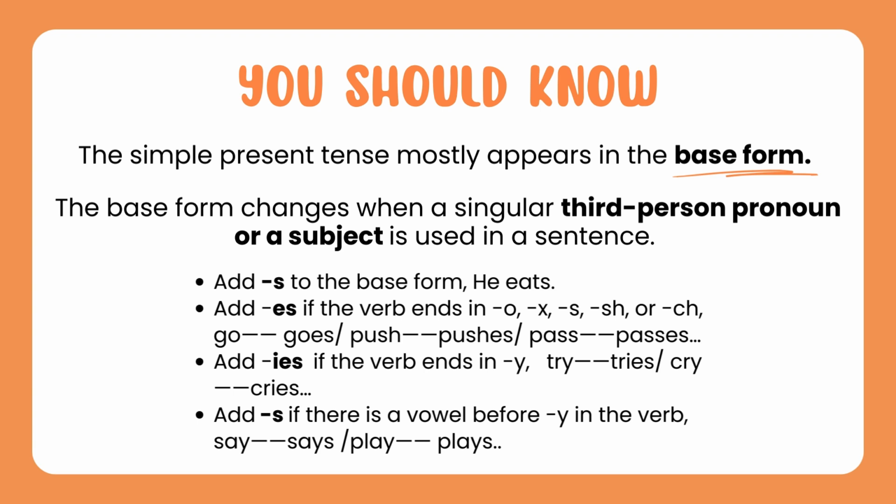Add ies if the verb ends in y, like try and cry. We remove the y and replace it with ies: tries, cries. But we add s if there is a vowel before y in the verb, like say, says, play, plays.